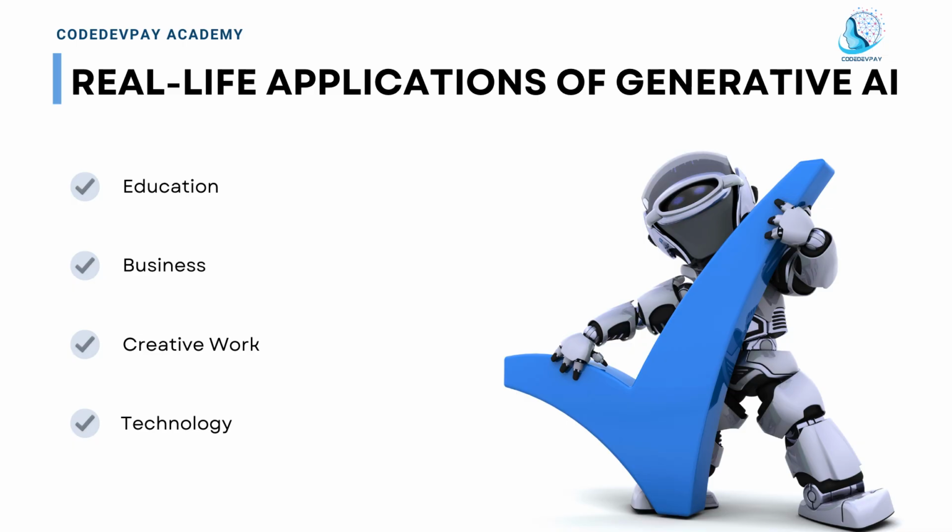What are some real life applications of generative AI? Generative AI can be found in education. That is, it can help generate study notes, summaries of notes that we have, and it can also help us to generate practice questions. In business, we can generate emails and reports, generate marketing content, and help with customer support responses. In creative work, it can help with graphic design ideas, content creation, and branding. Technology tools can help with code generation, debugging, and documentation.